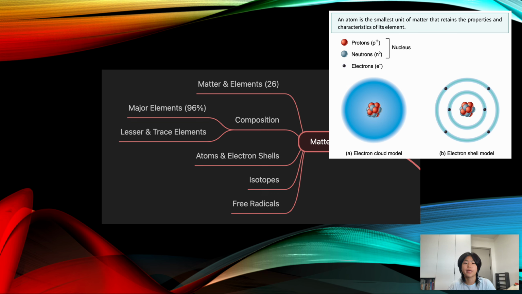With isotopes, we have half-lives, which is the time it takes for half of the isotope to decay.